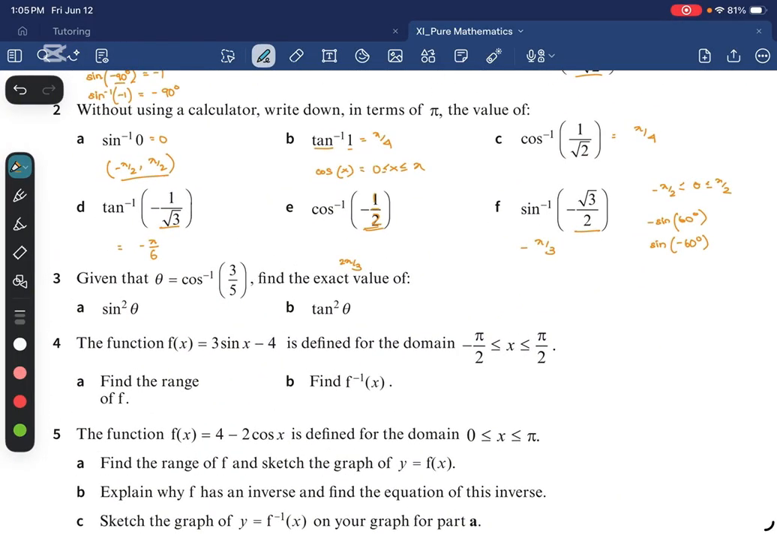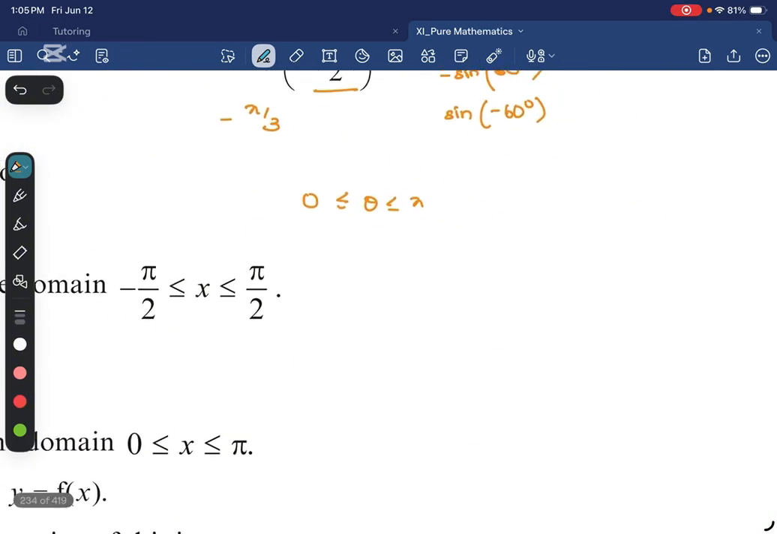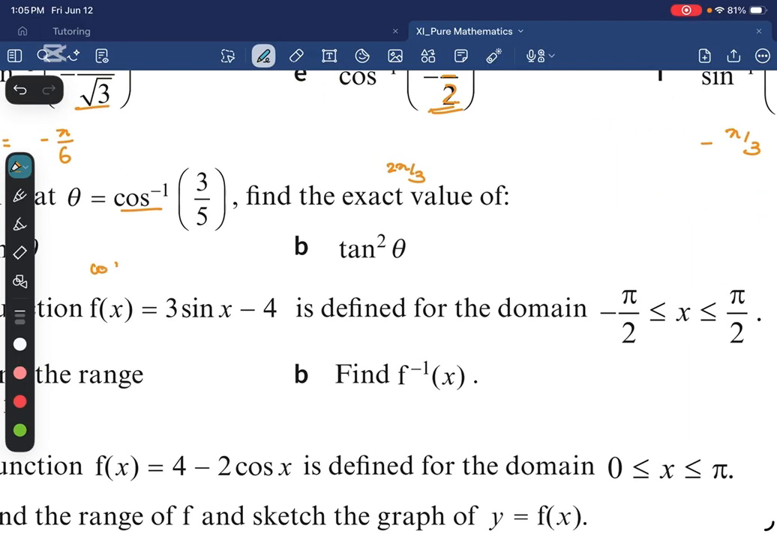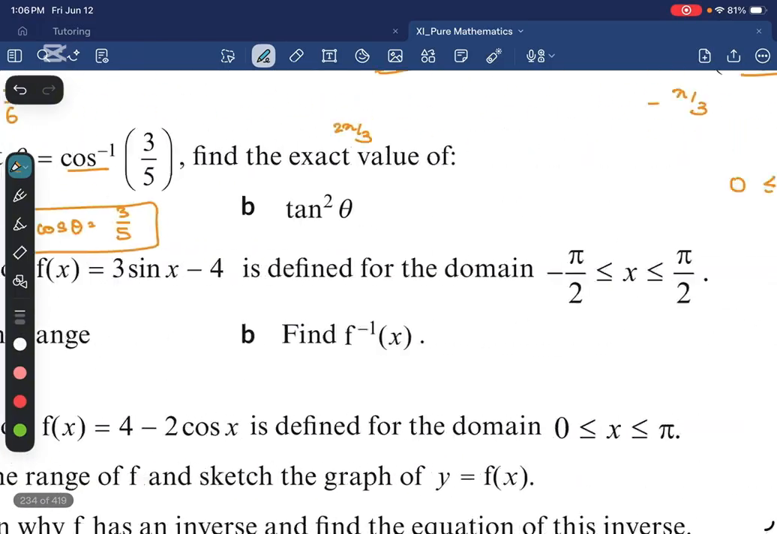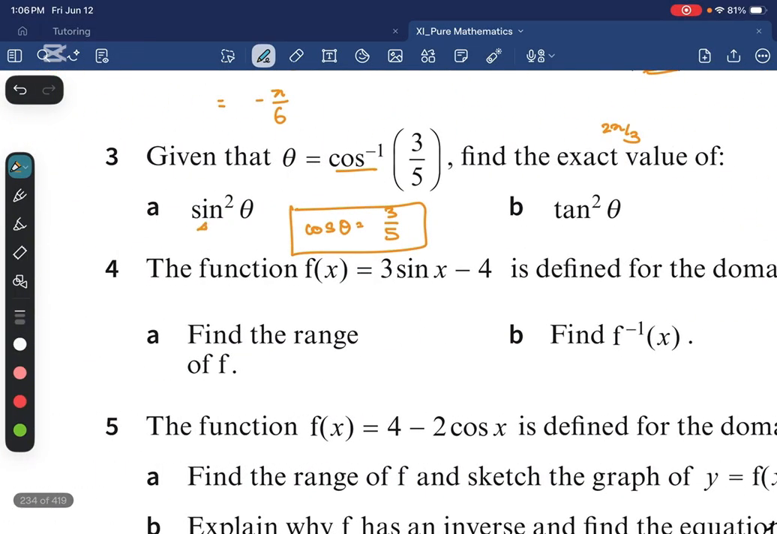All right. So given that theta, we have a cosine inverse function, so my theta has to be between 0 and pi. In this case, I can say that cosine of theta is 3 over 5, right? It should have this property. So let me just draw an angle theta, where cosine of theta is 3 over 5. And my opposite side, if you use the Pythagorean theorem, you're going to get 4. So what is sine of theta using this triangle? It's 4 over 5. If you square it, you get 16 over 25. So that is your solution here.